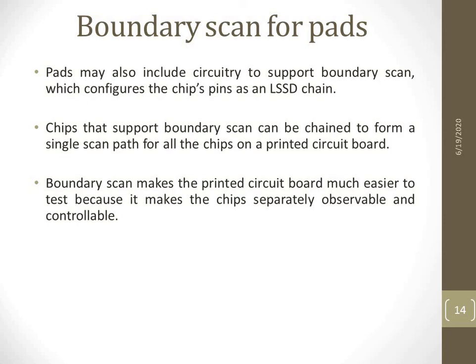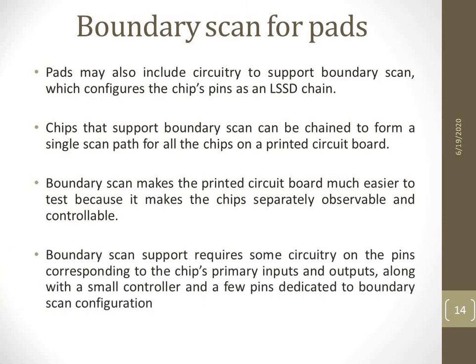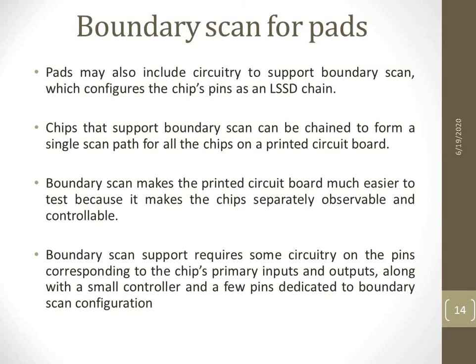Boundary scan makes the printed circuit board much easier to test because it makes the chips separately observable and controllable. Boundary scan support requires some circuitry on the pins corresponding to the chip's primary inputs and outputs, along with a small controller and a few pins dedicated to boundary scan configuration. So I hope you have understood what an IO pad or IO architecture is. In the IO architecture, we have seen the IO pads.